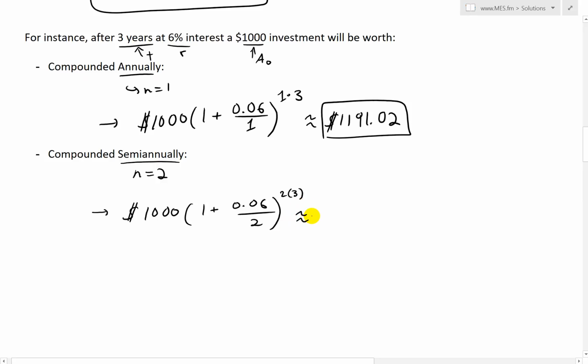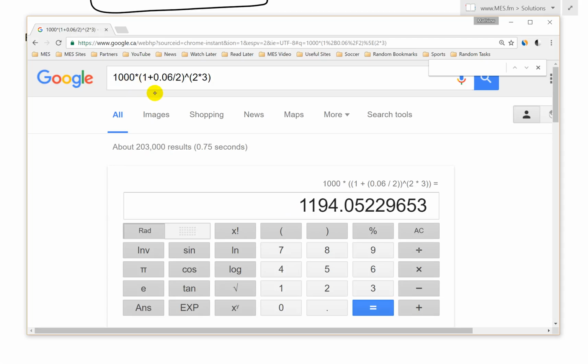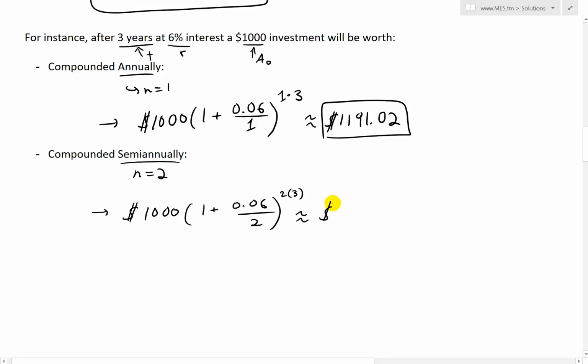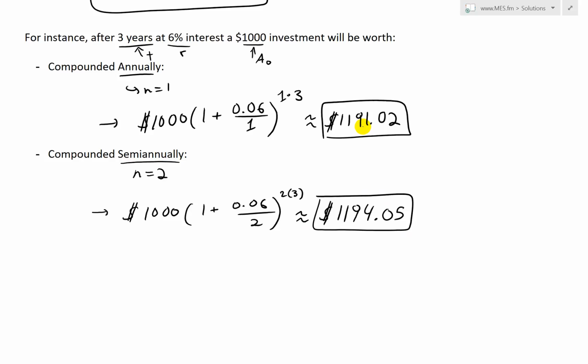So this is roughly equal to, if you put it in the calculator, 1000 times 1 plus 0.06 divided by 2, to the power of 2 times 3. So this is 1194.05. As you can see, this is about $3 more than our 1191.02 if we compounded annually, once per year, as opposed to semi-annually.